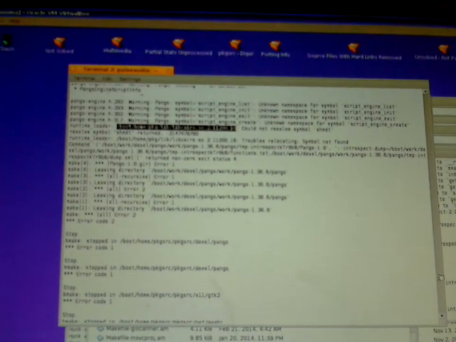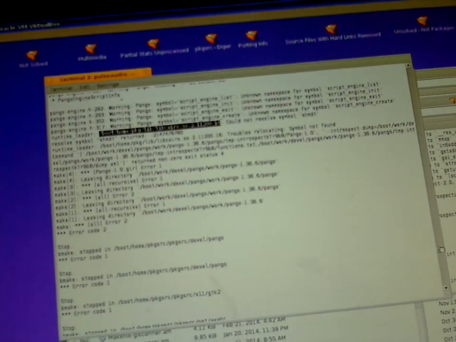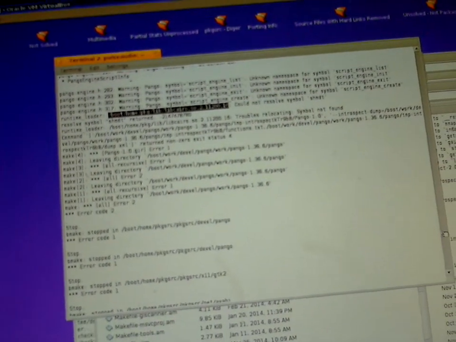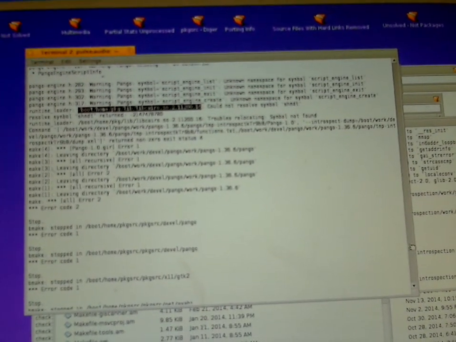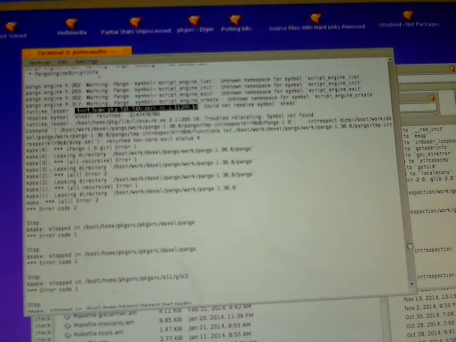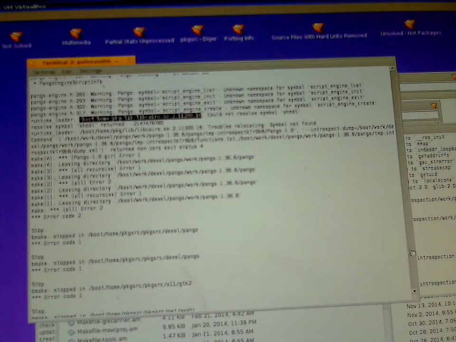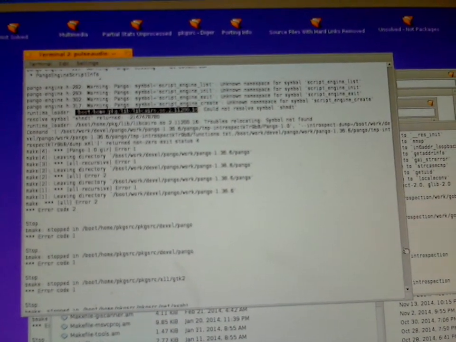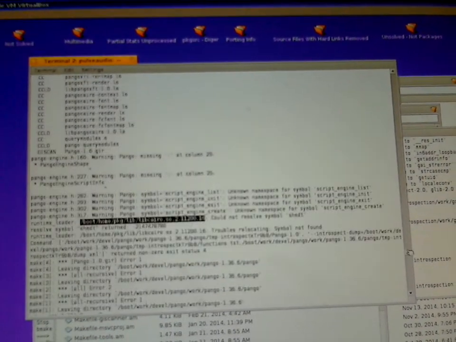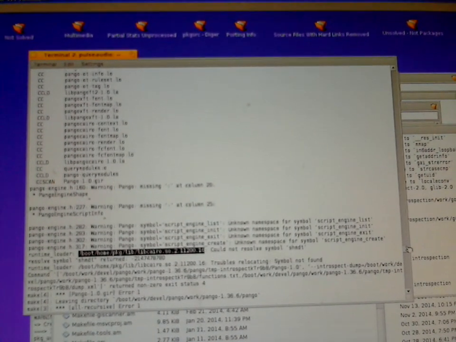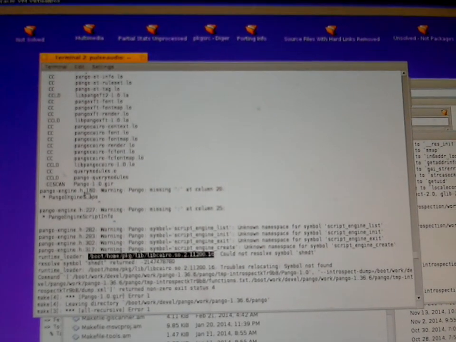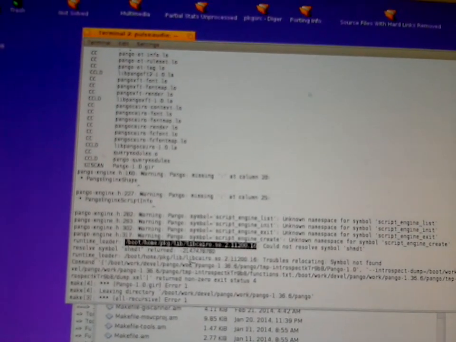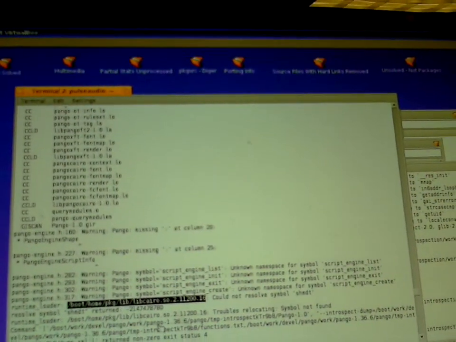So what was it saying? Libcairo cannot resolve the symbol shmdt. I don't know why, Pango. So it almost seems like Pango, the Pango engine, wants the shared memory header that I'm going to have to patch in. I just got to guess. So pango engine .h.